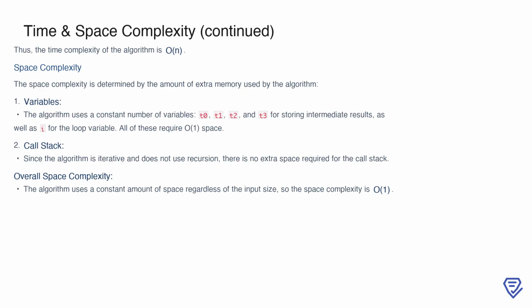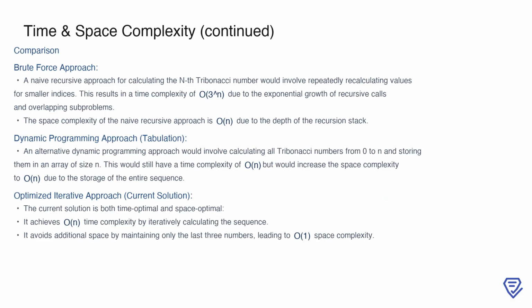When working on the Nth Tribonacci problem, there are several common mistakes to watch out for. First, inefficient recursive calls are a frequent issue. If you use plain recursion without memoization, the algorithm will repeatedly solve the same subproblems, leading to an exponential time complexity. To fix this, implement memoization or dynamic programming to store intermediate results and avoid redundant calculations.